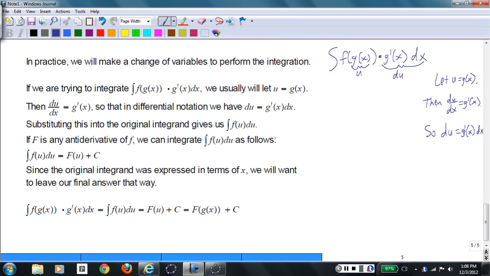So if f is a nice enough function where we know an antiderivative for f, this gives us something we can totally integrate: the integral of f of u du. We're just looking at the function f, whose antiderivative we know, and we find an antiderivative of that. Say the antiderivative is big F. This equals big F of u plus c.